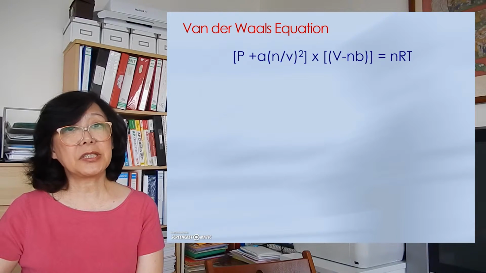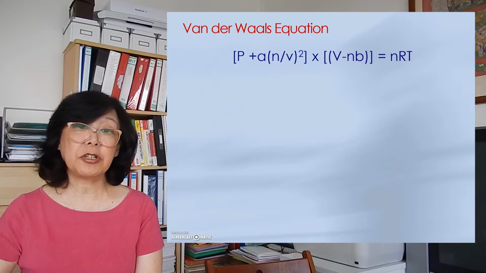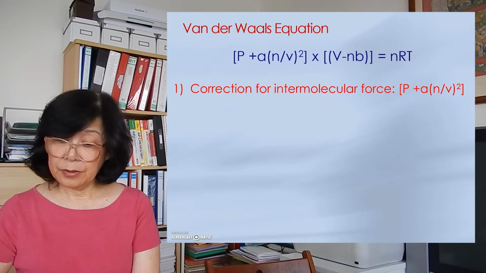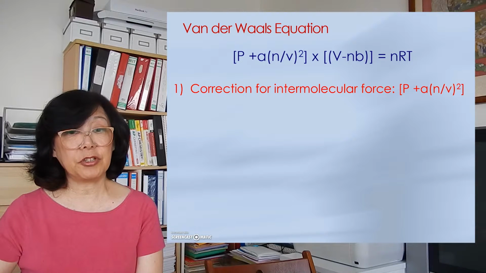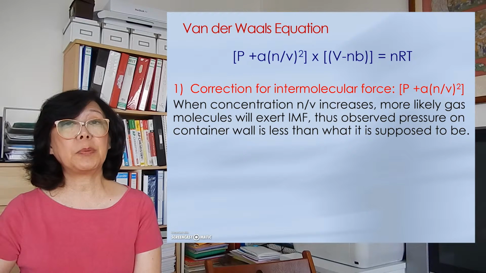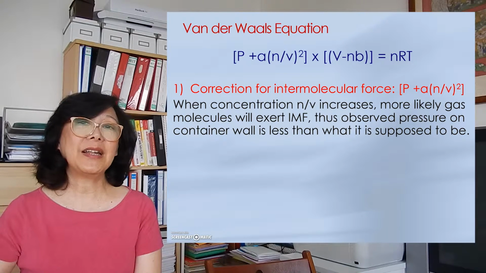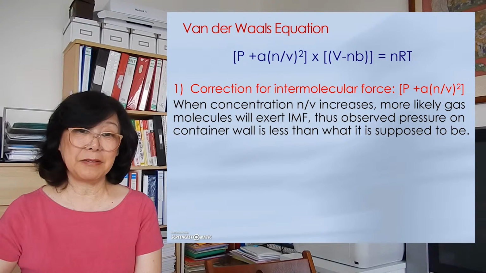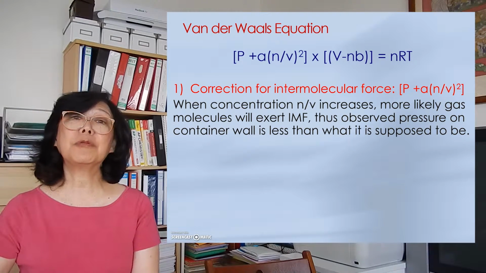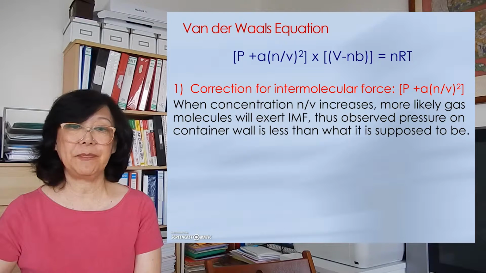As we know, the ideal gas law is PV equals nRT. Mr. Van der Waals proposed this equation to account for some of the deviation in their behavior. Now, the correction factor for the pressure is a times n over V squared. The P stands for the observed pressure, which is really less than what it is supposed to be had gas molecules behaved totally ideally. Because they have intermolecular force of attraction, that would reduce the pressure somewhat. Therefore, the pressure observed is actually less than what it's supposed to be.